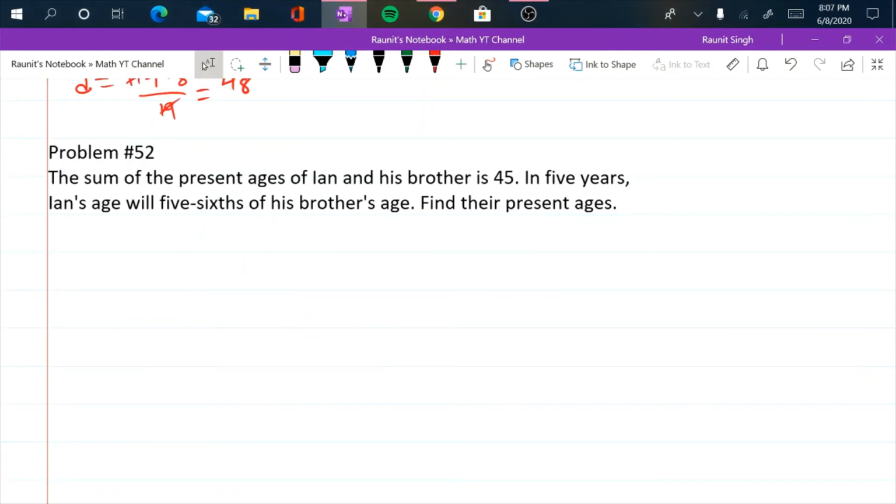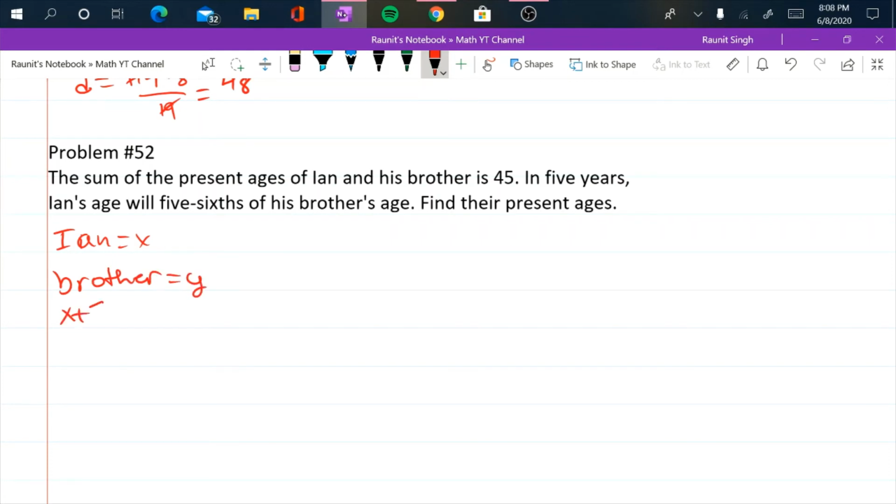So, problem number 52. The sum of the present ages of Ian and his brother is 45. In 5 years, Ian's age will be 5/6 of his brother's age. Find their present ages. So, Ian is going to be X, and then his brother is going to be Y.